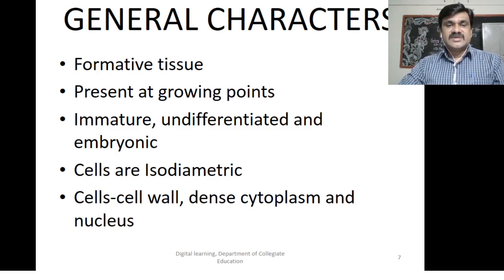And the cells are made up of a cell wall, cellulosic in nature, and this cell wall encloses the dense cytoplasm. Cytoplasm consists of a single prominent nucleus, and the cytoplasm is also denser in nature due to the accumulation of pseudovacuoles and proplastids and a large amount of cytoplasmic contents.